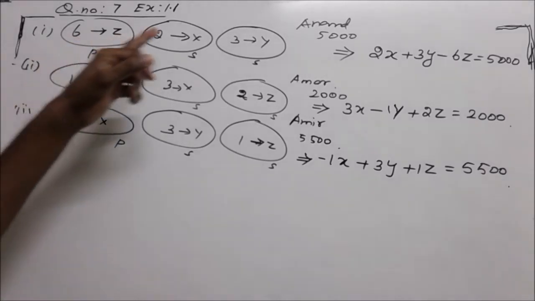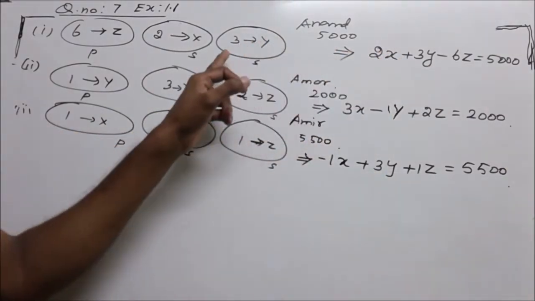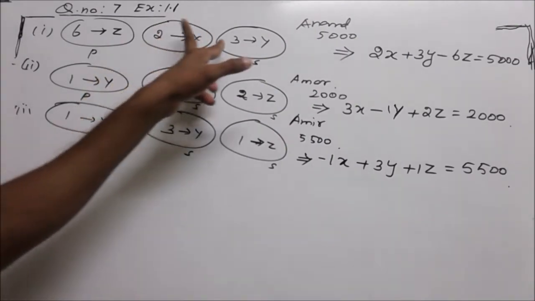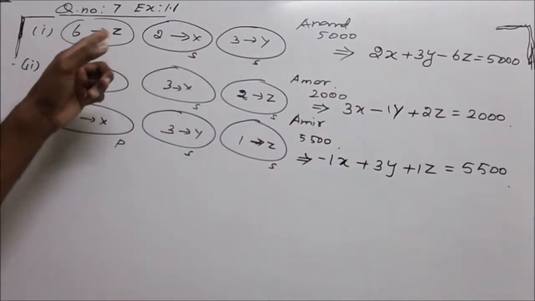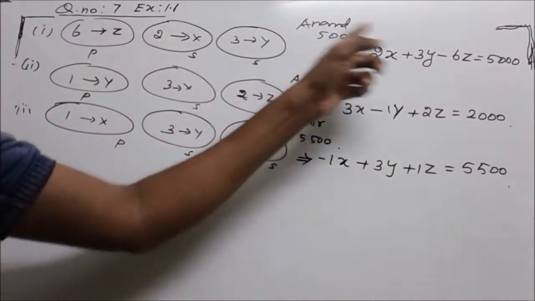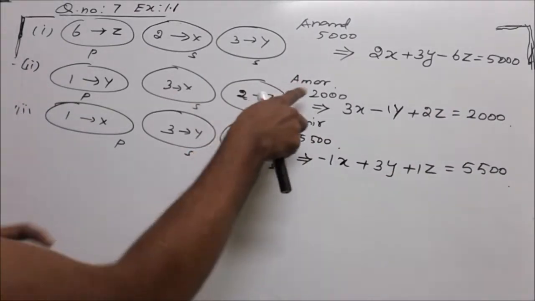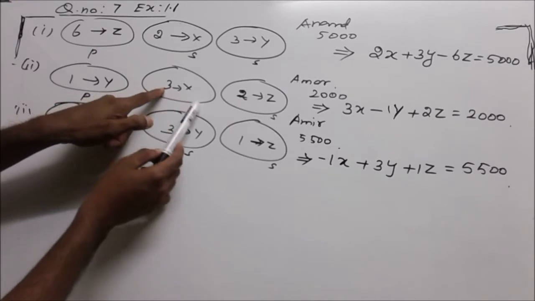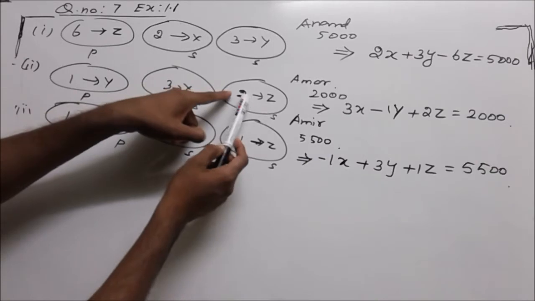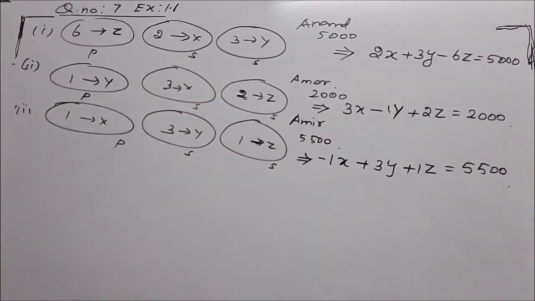This means 2 units of X means 2X and 3 units of Y means 3Y. They are all sold by the person Anand. That means these two quantities are in plus, and 6 units of Z is purchased. That means we have to subtract it. Totally the value will be equal to 5,000. In the similar manner, for Amar it is 3X, selling means positive, and 1Y purchase means negative, and 2Z sells again, it means positive. Totally the amount will be equal to 2,000.